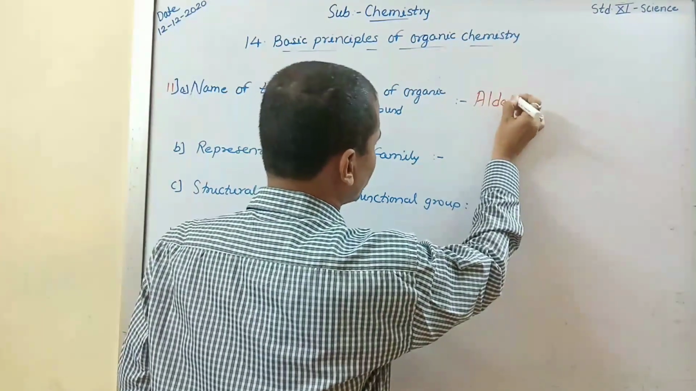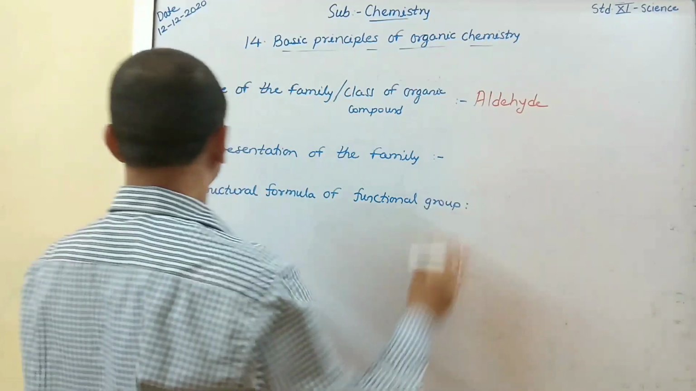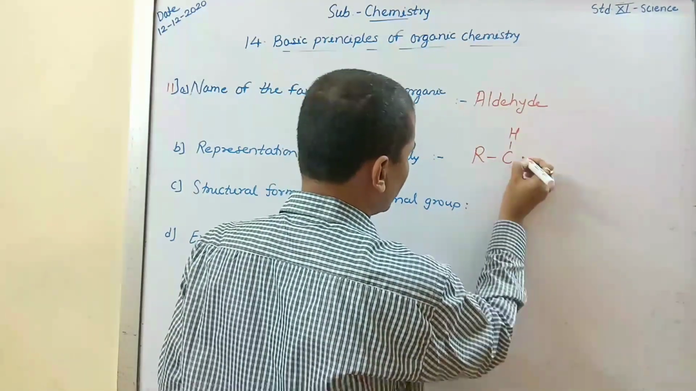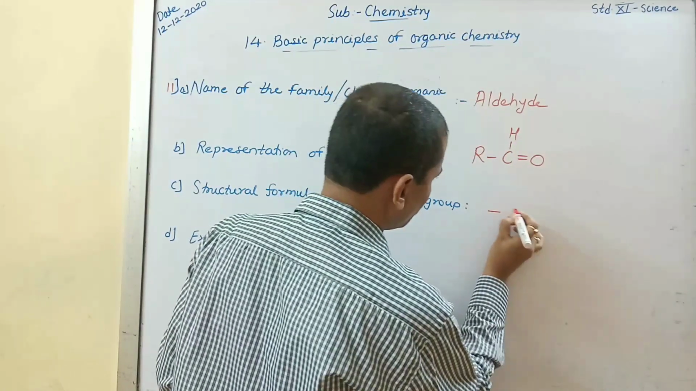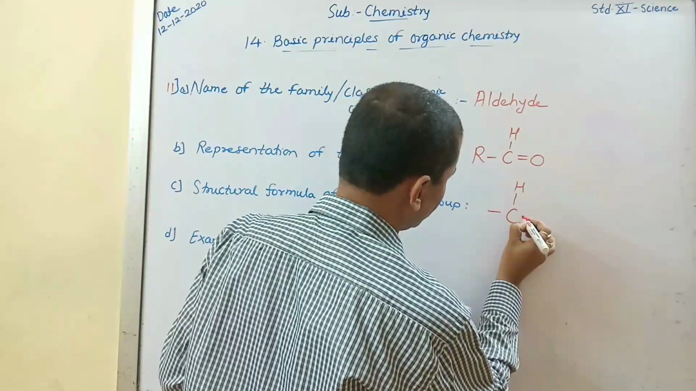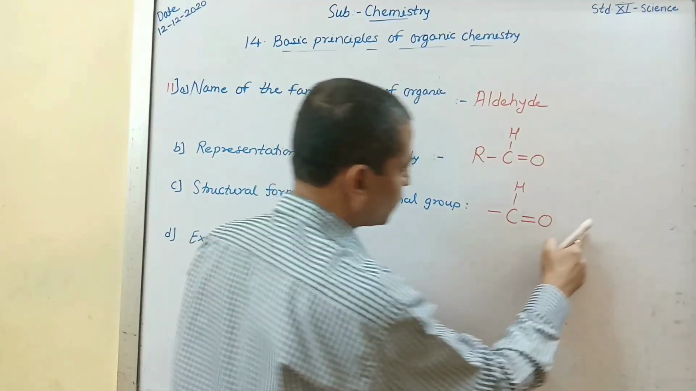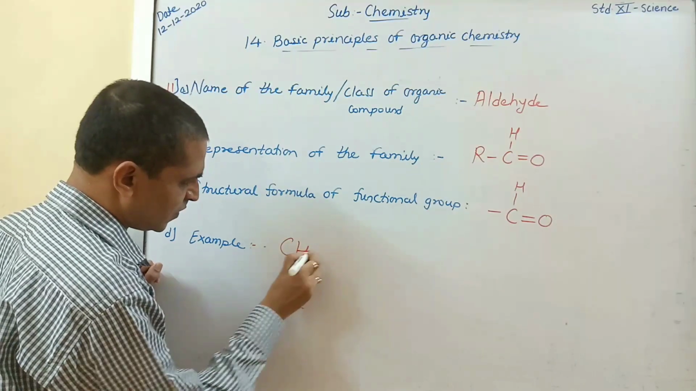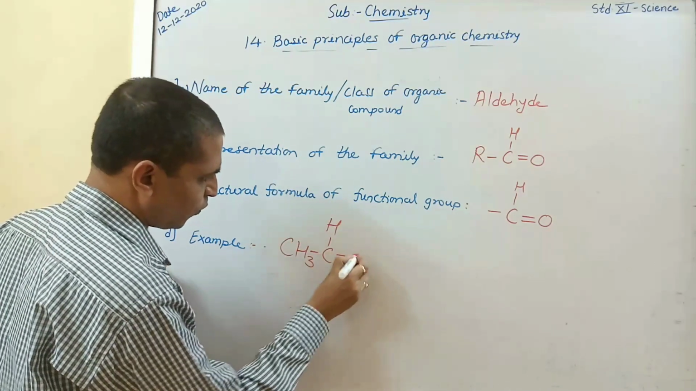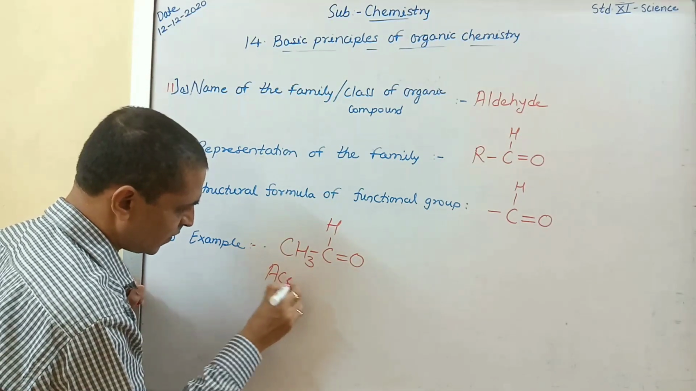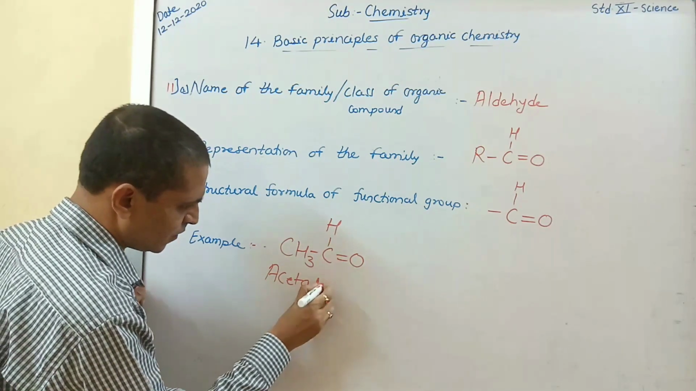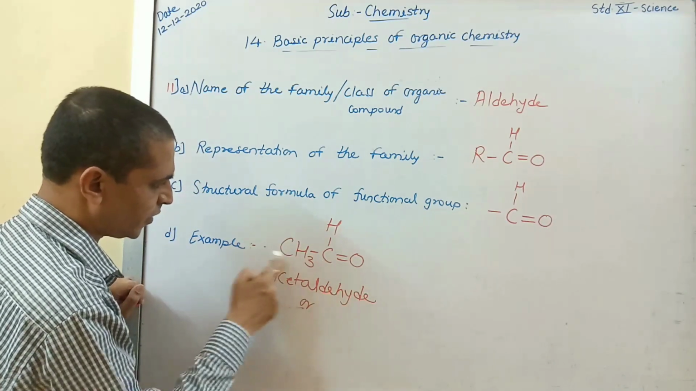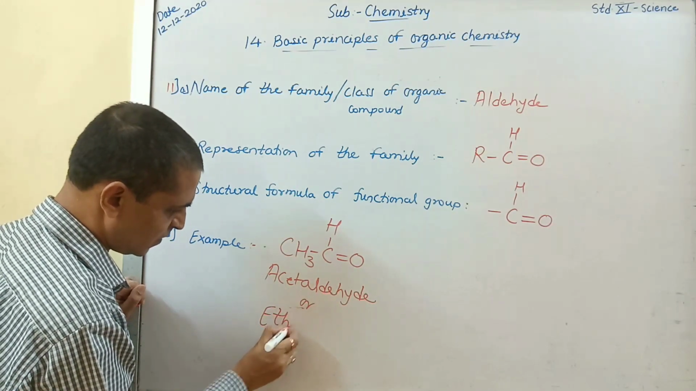Now next group is what? Aldehyde. Here representation can be shown by what? RCHO, and functional group is what? CHO. It is called formyl group or aldehyde group. And see the example, CH3CHO. It is called acetaldehyde. Or see two carbon atoms, so it is ethanal.